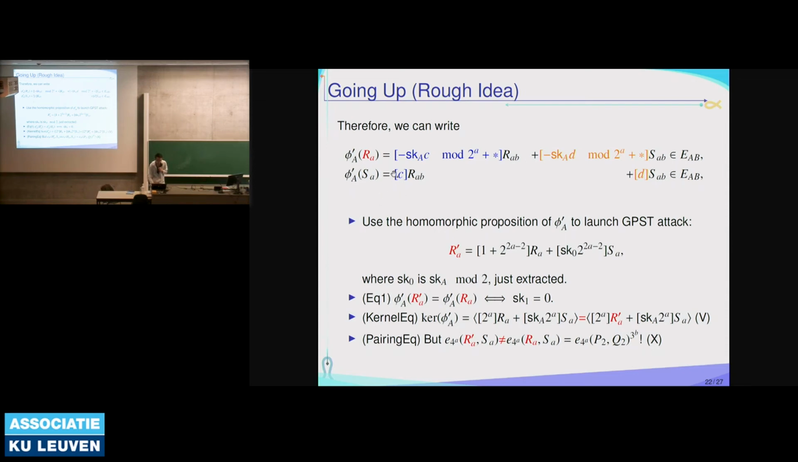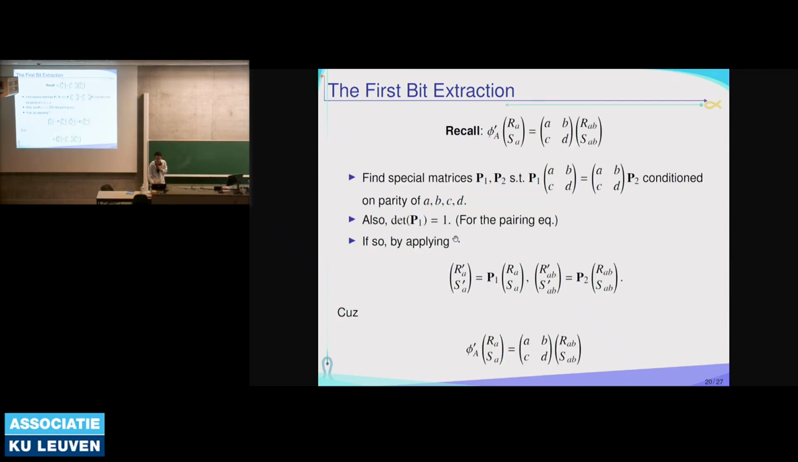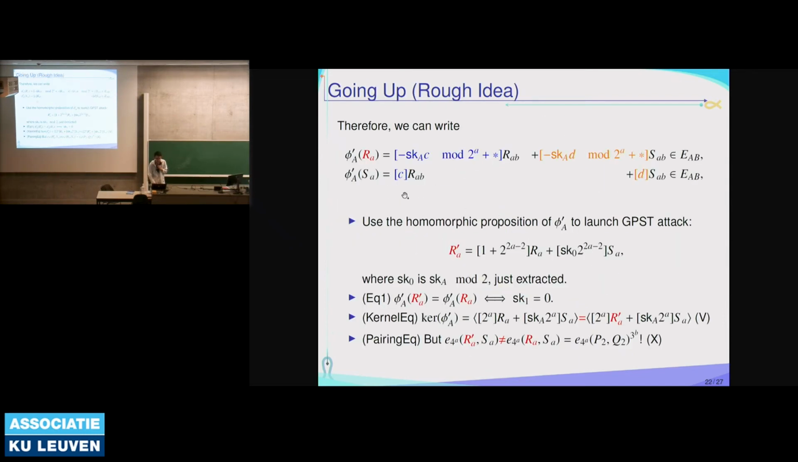Because we have the following theorem, we can rewrite AB in terms of SK·A−C and SK·A−D. So we write it in this form.